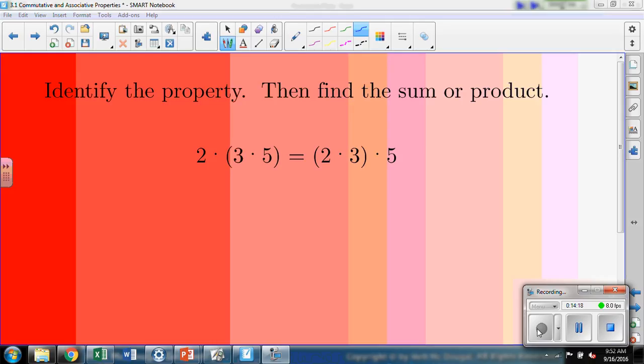Looking at it, we know the commutative property flips numbers, associative property moves parentheses. Which one happened? Did we flip numbers or did we move parentheses? Because we moved parentheses, this is the associative property of multiplication. Because we moved parentheses around multiplication. Picking the side that we want to do, Rochelle, you said the right-hand side is easier. So let's do the right-hand side. 6 times 5, 30. We're done.